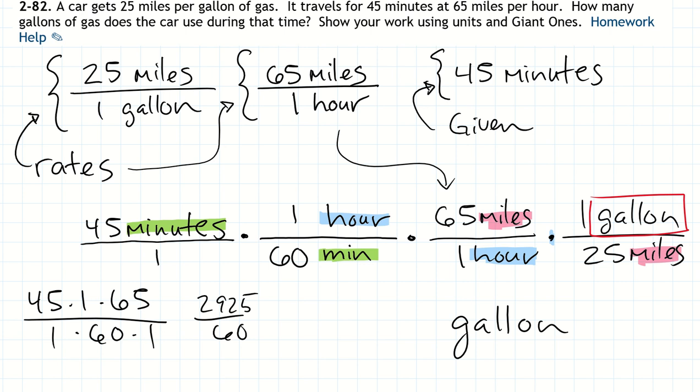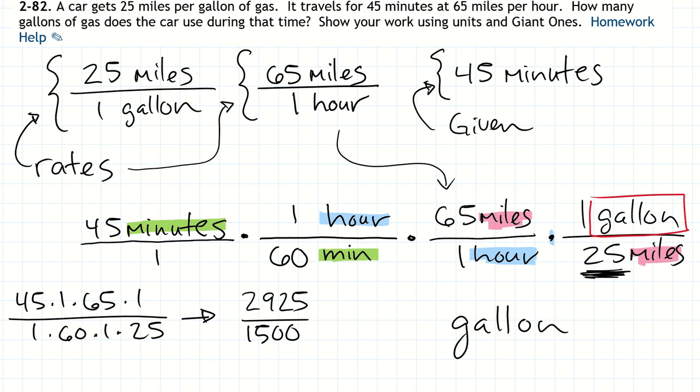Oh, I'm missing one of my units, aren't I? I forgot this 25. Mr. Roberts, that's so goofy. Yeah, there's another 1 times that gallon, but also there's another 25 that lives in the denominator. And this problem tells me what to do, but I've got to listen to it. I guess I should look more carefully. 45, 1, 65, 1, 1, 60, 1, 25.